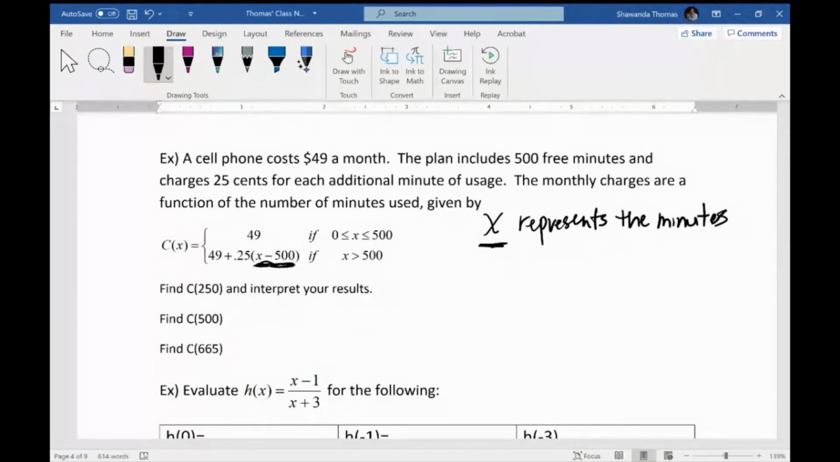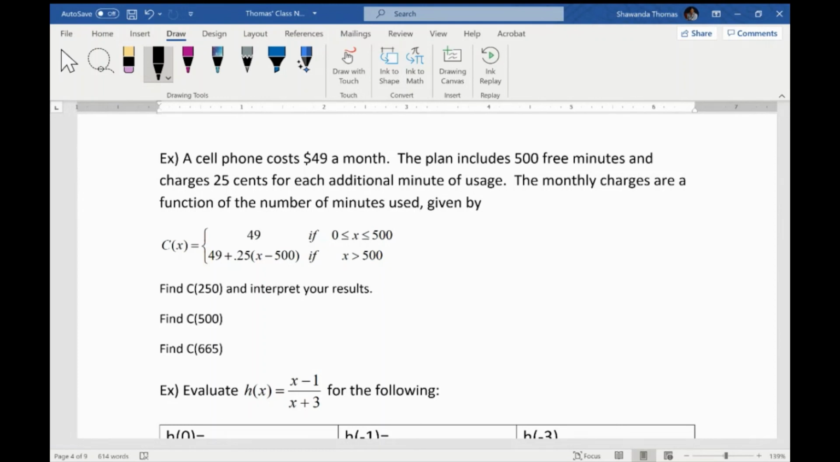So if you went over 500, let's say you did 600 minutes, then that's 600 minus 500. So you're 100 minutes over. And what are they going to do with that? What does this 0.25 mean? Multiply it by 25%. Oh, that's where the 25 cents is coming from. That 0.25 times that 100, for example. So that will give you how much you have to spend if you went over 500. Very nice. I want to see if you can interpret that with the scenario.